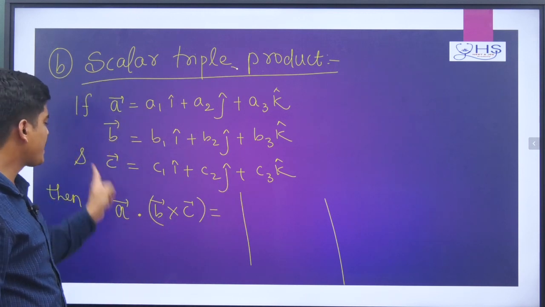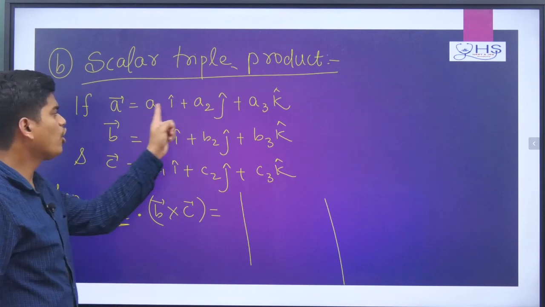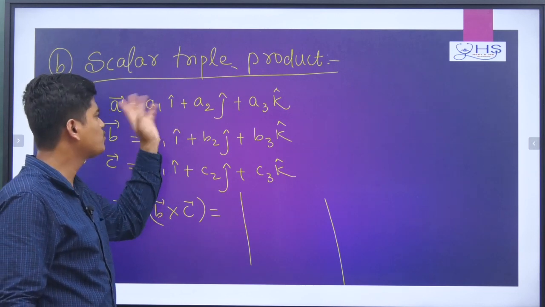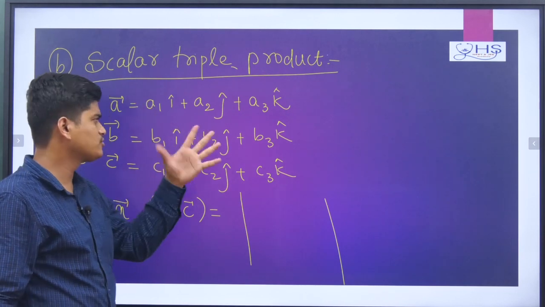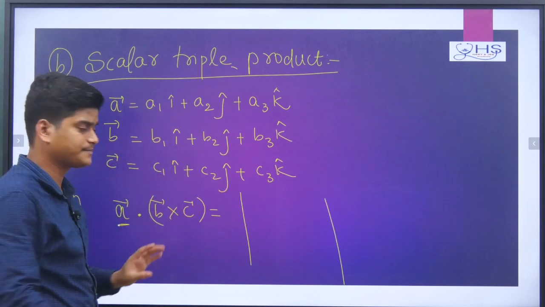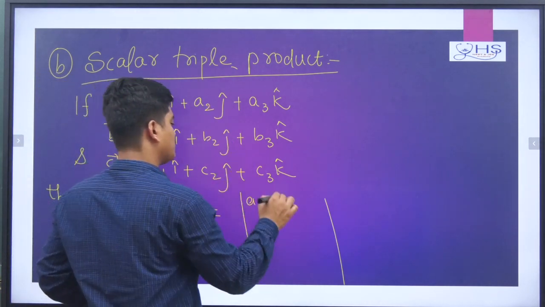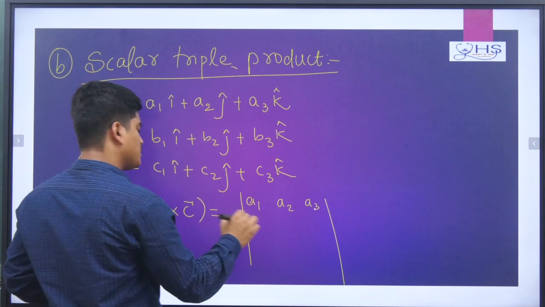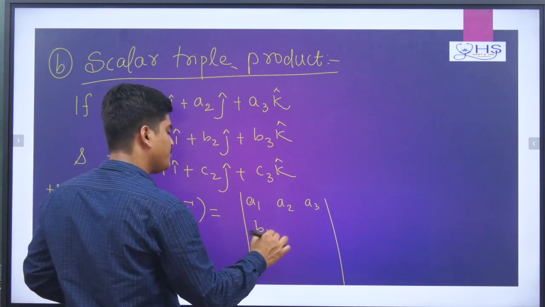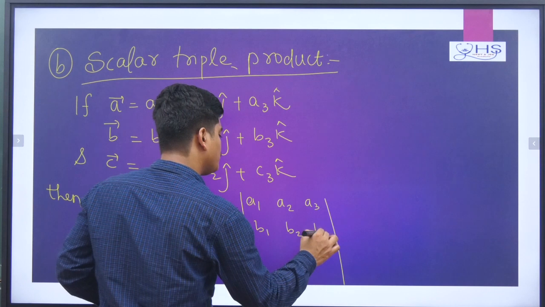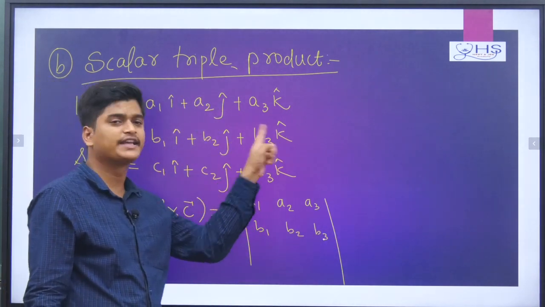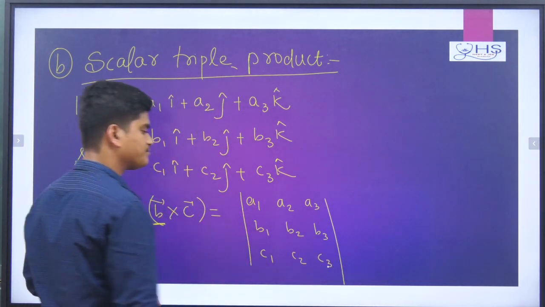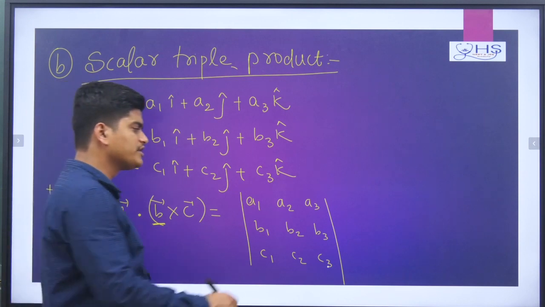Now first is the A vector. Take all the A vector coefficients. Remember this can be plus 1, plus 2, minus 1, minus 2, whatever it can be. This A1 can be plus 1, minus 1, anything. So you take them with the sign. So first write A1, then A2, then A3. Then similarly the second vector is B vector, so write the B vector coefficients B1, B2, B3. So I cap coefficient, J cap coefficient, K cap coefficient. Now third, write the C vector coefficients C1, C2, C3. Now the determinant is ready, and you can calculate it easily.